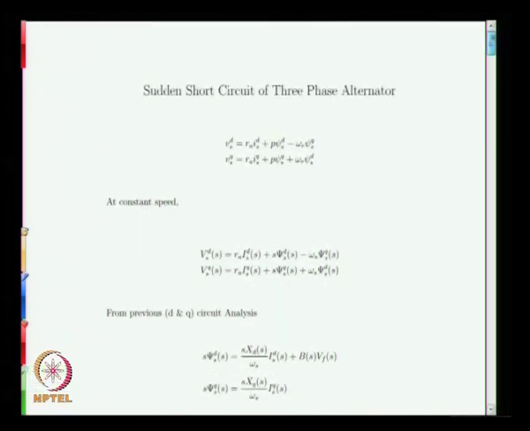What we are going to look at is the short circuit of the three phase alternator. That means we have the alternator, and it has the three phases. Of course the field excitation is also given, that is another terminal. If this alternator is subjected to a sudden three phase fault, how does the response look like?